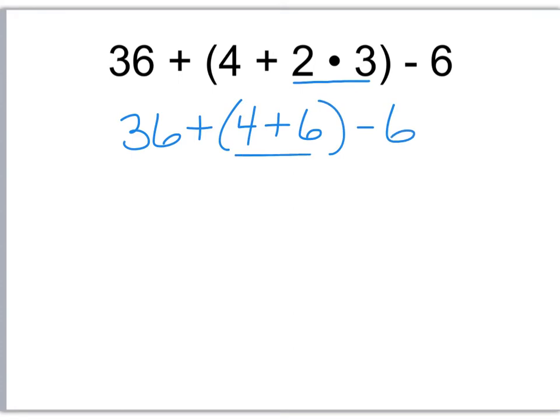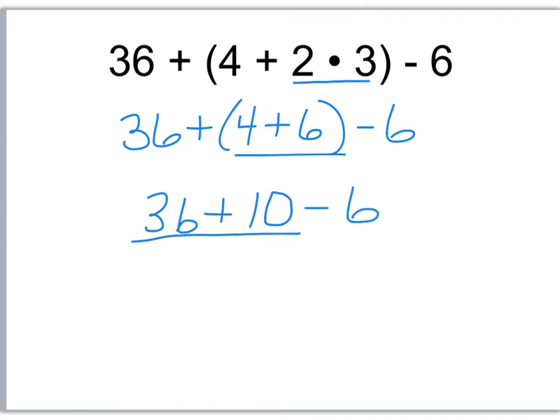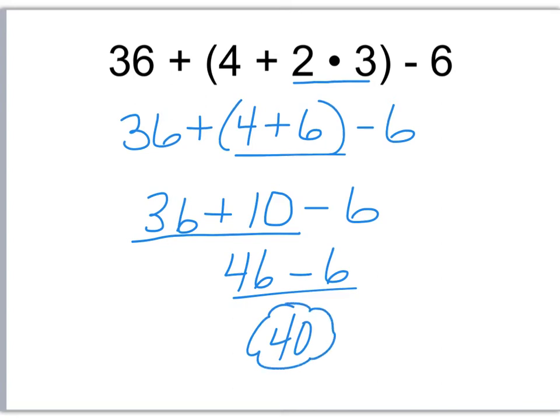And then I'm going to finish my parentheses here. So I'll have 36 plus, and 4 plus 6 is 10. And once I have a single number, I don't have to write the parentheses anymore. All right, all I have left is addition and subtraction. So I'm going to go ahead and do my addition, 46 here. And then minus the 6 is going to give me a final answer of 40.